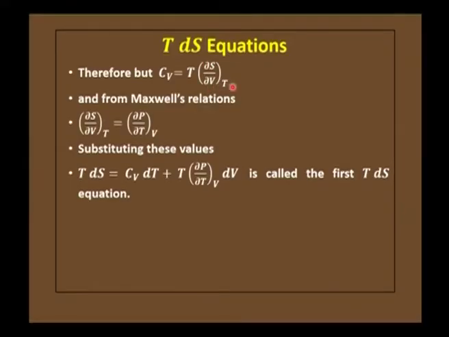But we know that Cv is equal to T into dou S by dou T of V, and from the Maxwell relation we know that dou S by dou V of T is equal to dou P by dou T of V. Substituting these values in the previous equation, I can write T dS is equal to Cv dT plus T into dou P by dou T of V into dV. So, this is called the first TdS equation. Similarly, the entropy of a pure substance can also be regarded as a function of temperature and pressure.